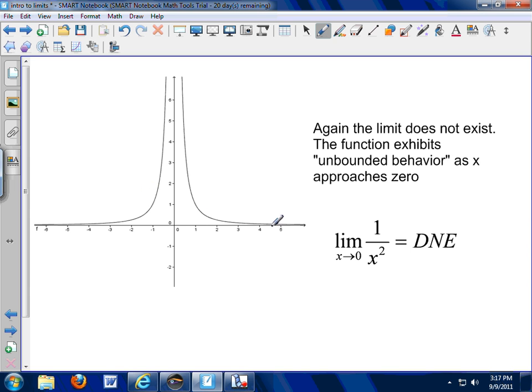So what's the limit? The limit, once again, does not exist. Because we have what's called unbounded behavior. It's just there's nowhere where it actually is heading. It's heading off to wherever. So the limit does not exist. We've got unbounded behavior. Now we could have that same sort of thing if one's going up and the other's going down. We don't know what's going on. That's another reason the limit does not exist.